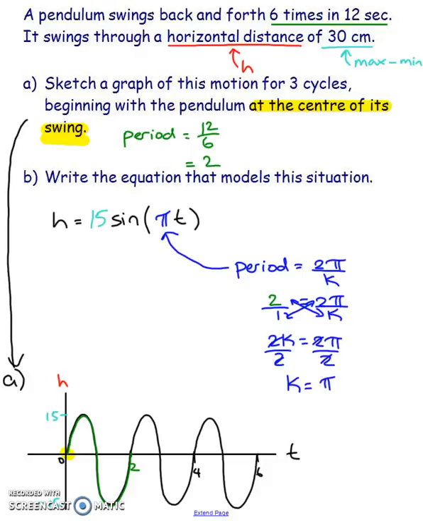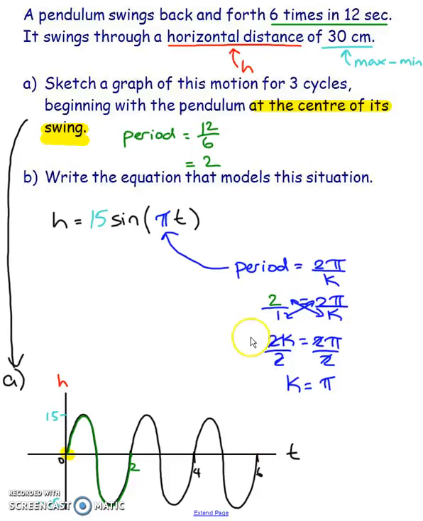So we have a pendulum that swings back and forth 6 times in 12 seconds. It swings through a horizontal distance of 30 centimeters. First of all, we want to make a sketch of the motion for 3 cycles, and this is important, beginning with the pendulum at the center of its swing. So at the very beginning, that's the center of its swing, and imagine someone standing on a chair facing this way, and they're going to start swinging this pendulum left and right, left and right, left and right. So there's my 3 cycles.